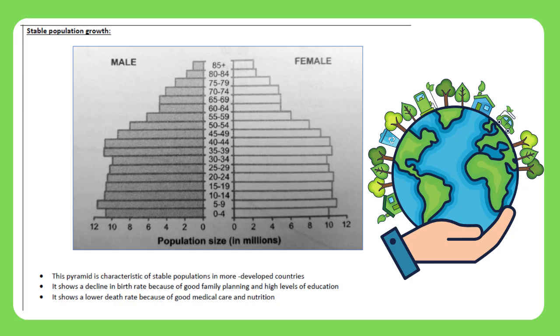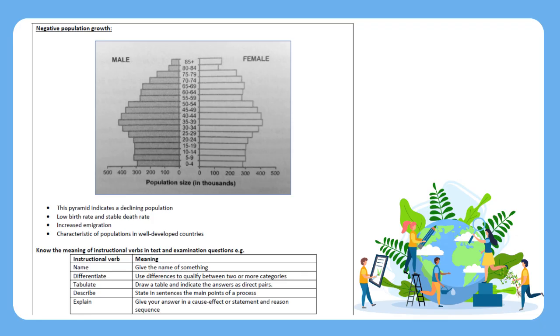Stable population growth. This pyramid is characteristic of stable populations in more developed countries. It shows a decline in birth rate because of good family planning and high levels of education. It shows a lower death rate because of good medical care and nutrition. Negative population growth. This pyramid indicates a declining population, a low birth rate, and stable death rate. Increased emigration. Characteristic of populations in well-developed countries.